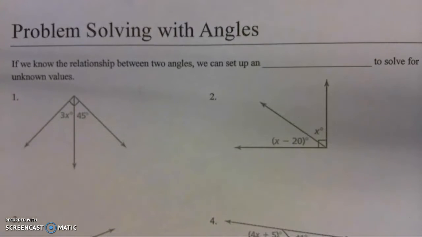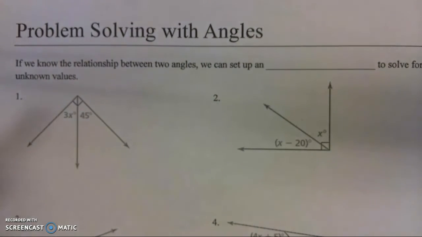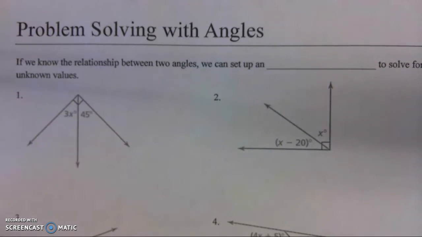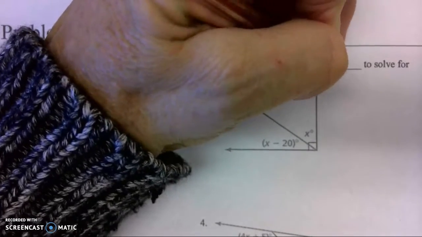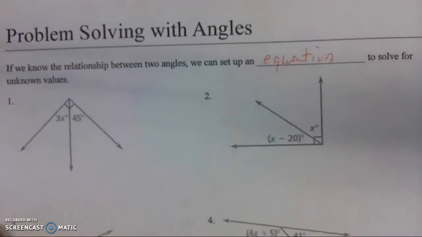Hi y'all. Today we're going to look at problem solving with angles. Now, we've discussed in class complementary angles, supplementary angles, and vertical angles, and we know that a special relationship exists between those angles. Well, now we're going to look at a way that we can find missing angle measures knowing that relationship. So, if we know the relationship between two angles, we can set up an equation to solve for the unknown values.